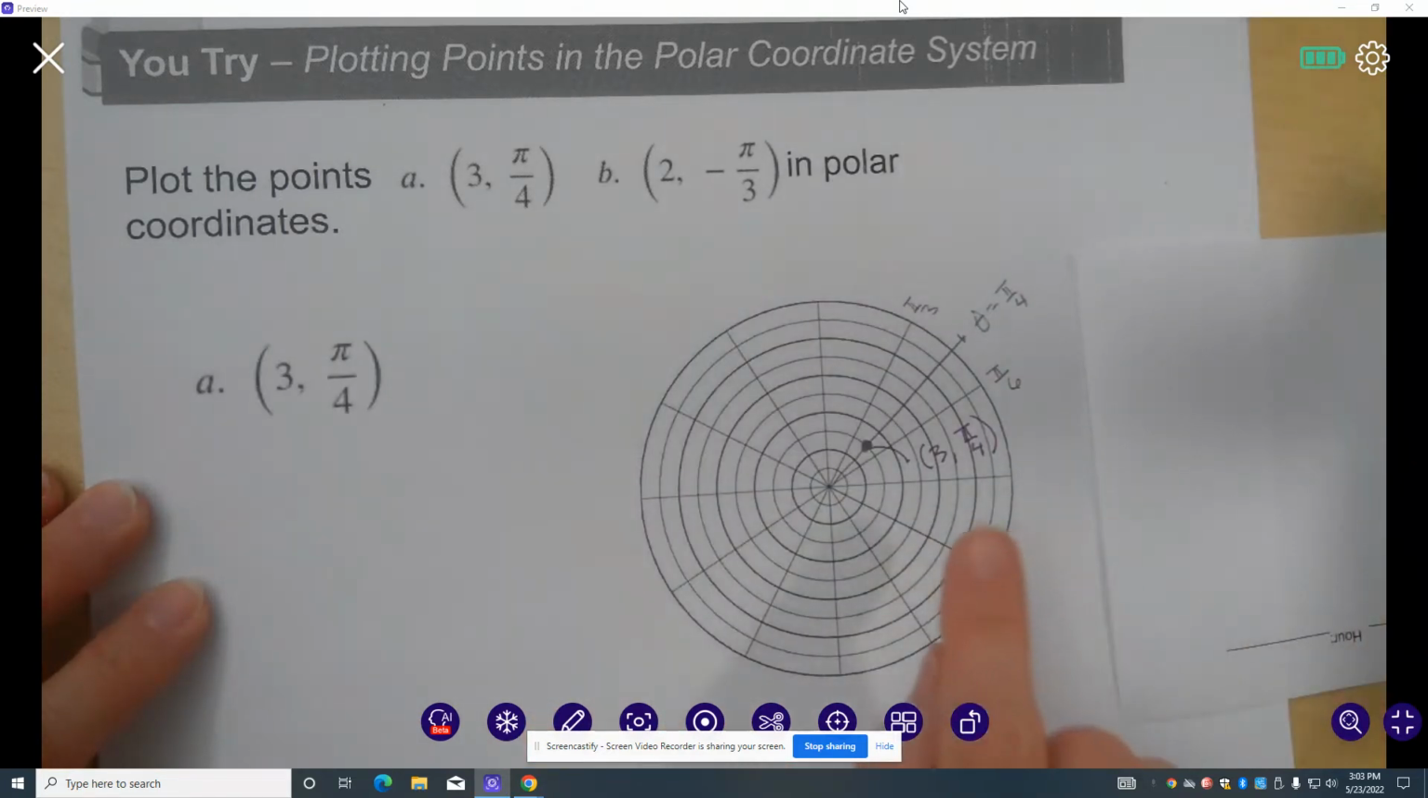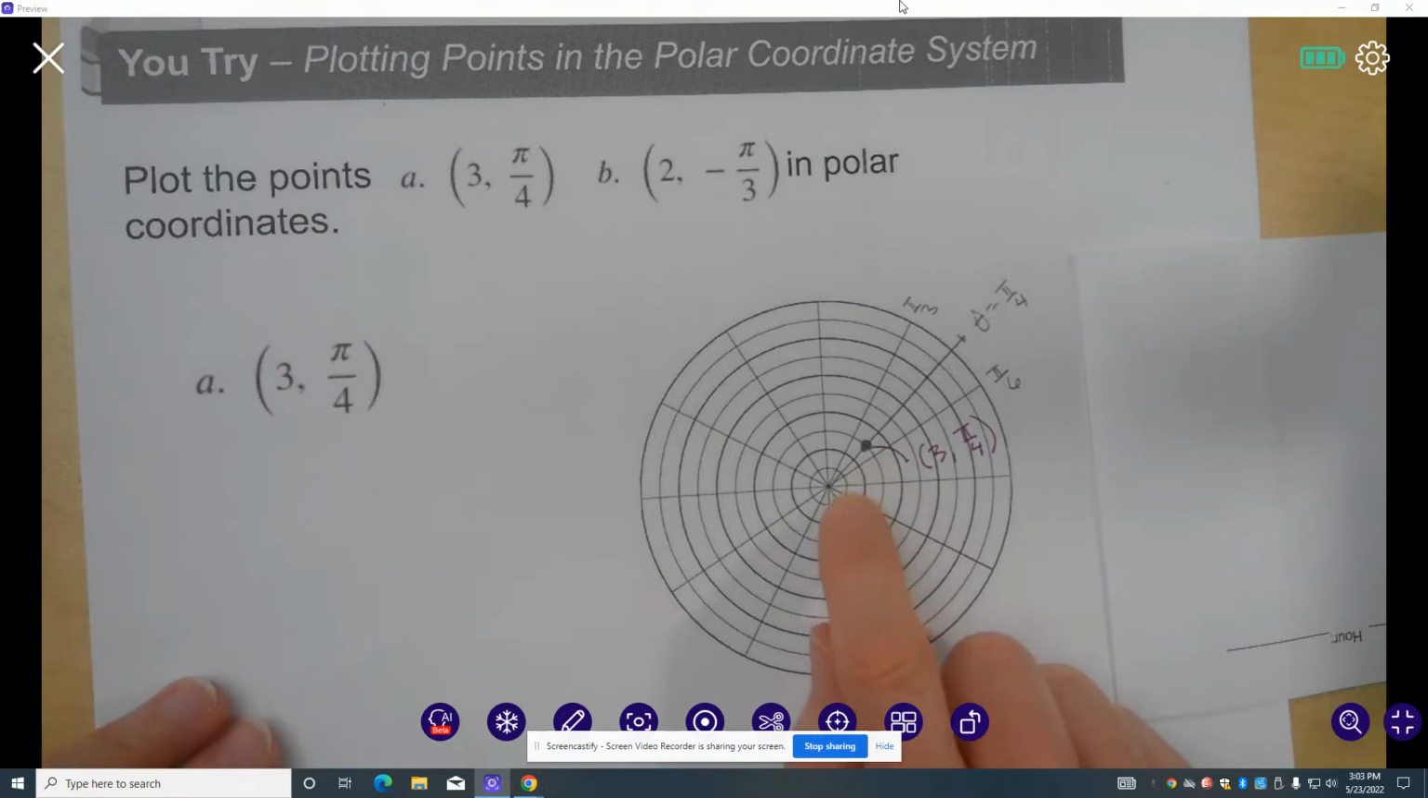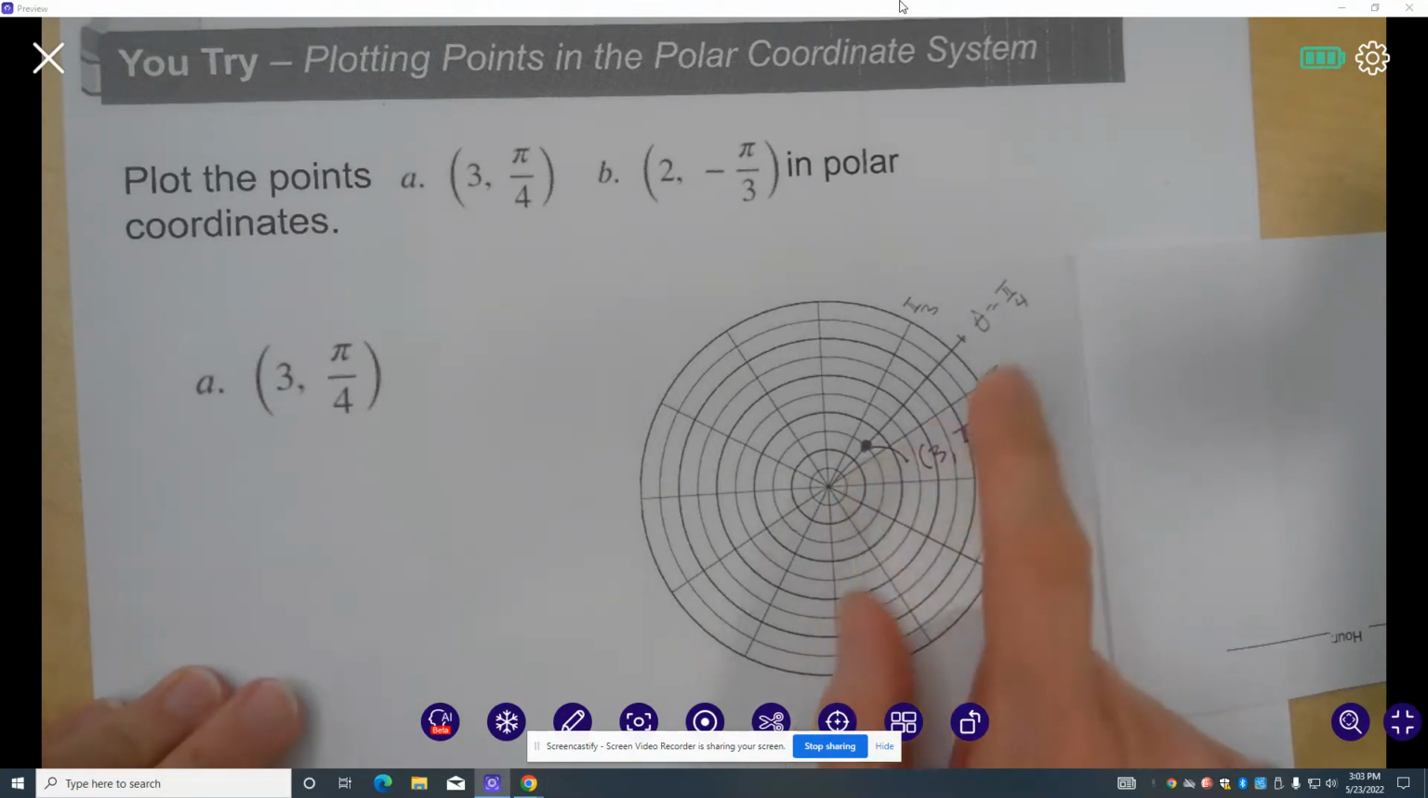So for A, this is where your point should be. Third circle out for radius 3 and pi over 4.